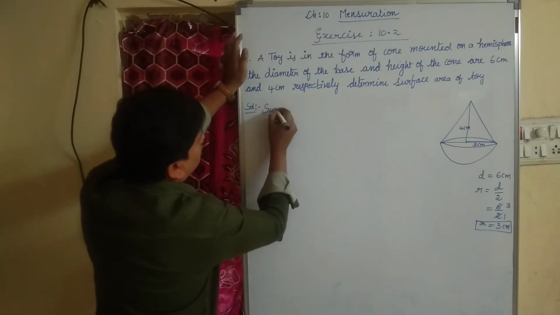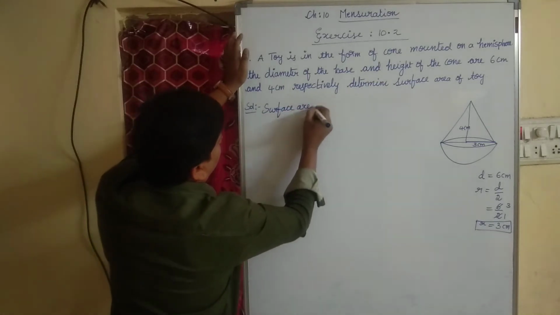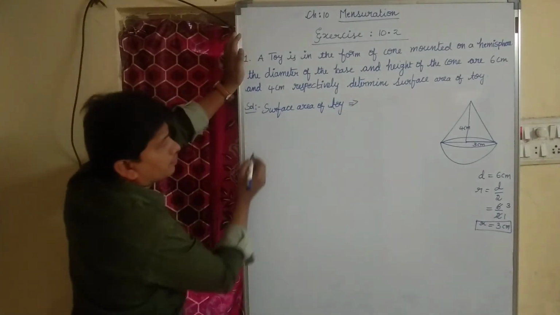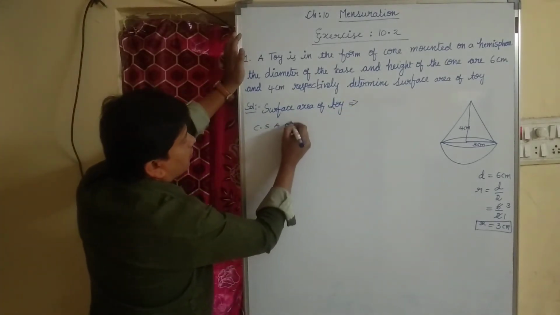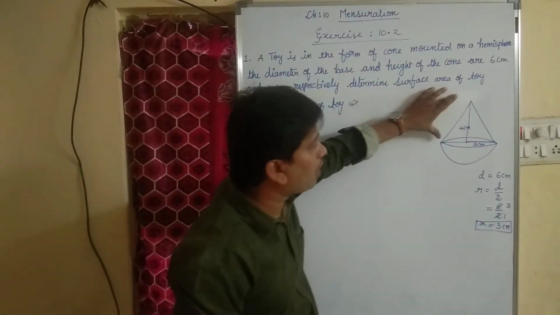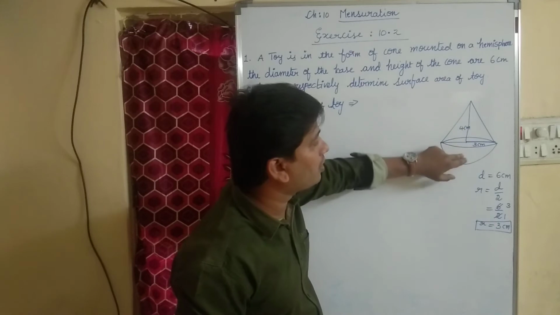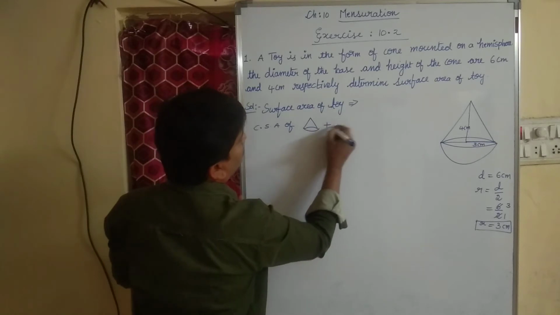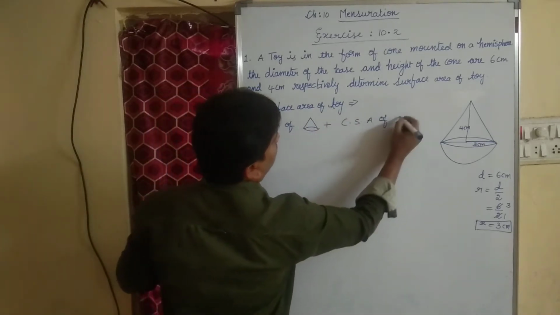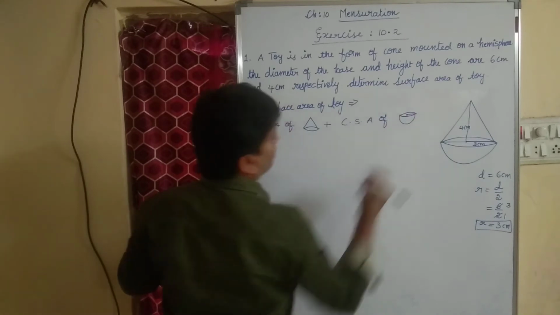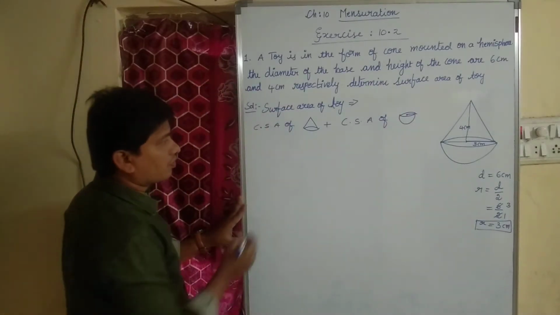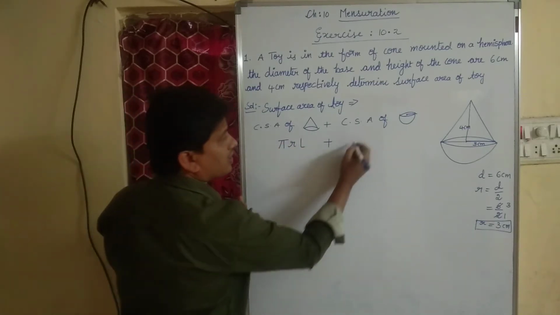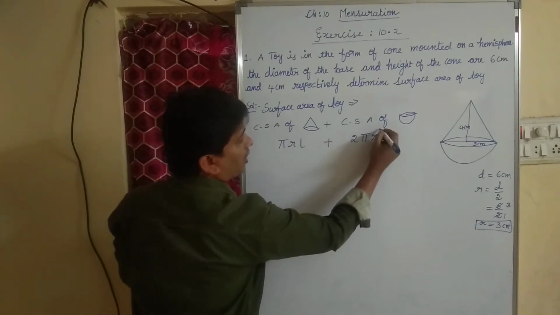Surface area of the toy is equal to CSA of cone plus CSA of hemisphere, as the toy is a combination of two solids, one is a cone and the other is a hemisphere. What is the CSA of the cone? CSA of cone is pi r l, plus CSA of hemisphere is 2 pi r square.